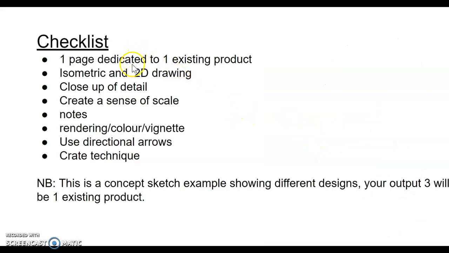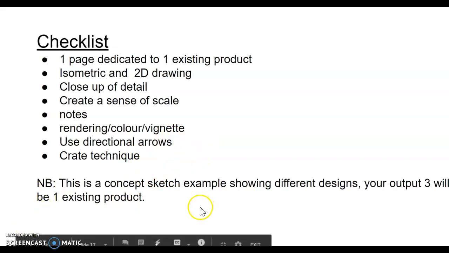Okay, so here's a checklist to go through. One A4 page or A3, it's up to you. Isometric and 2D drawing should be there. A close-up of a detail, a sense of scale, some notes, rendering, color, a vignette, directional arrows, and a crate technique. Okay, you have the week to do this.